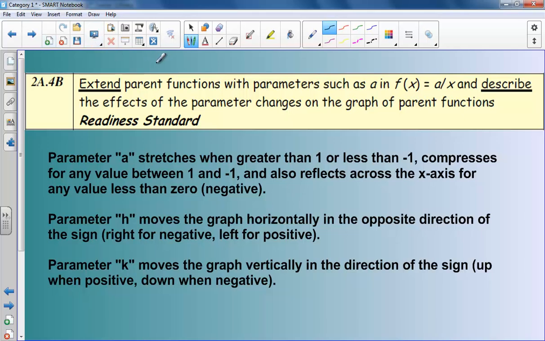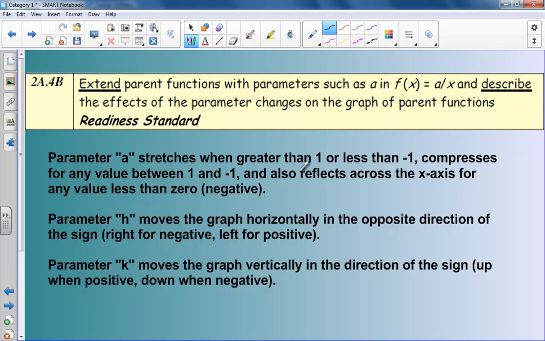Readiness standards. Transformations are going to show up in every category, because not only are they in your category 1, but then for each function that we went in and studied, that's one of your standards again. So I expect there to be quite a lot of transformations on here. So all I'm going to say in this category review is just know what A, H, and K do.